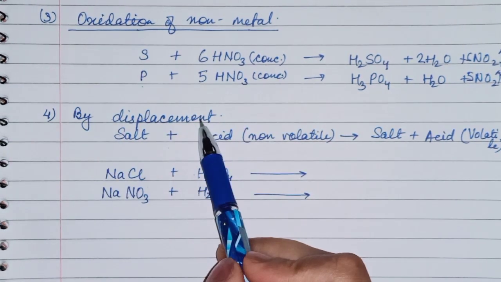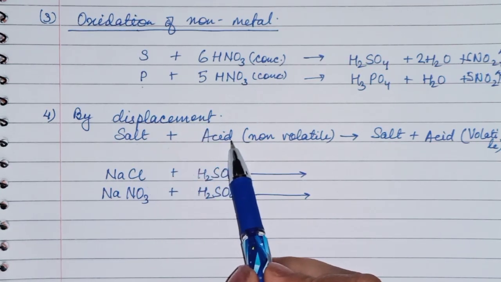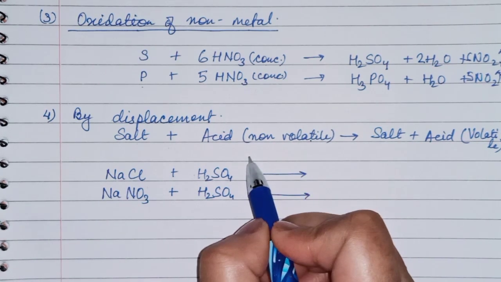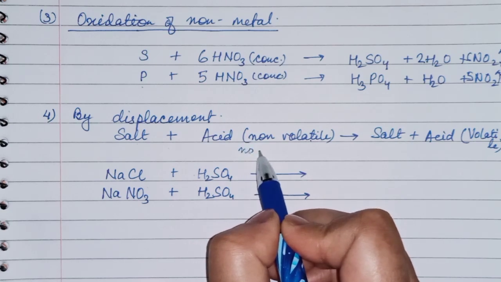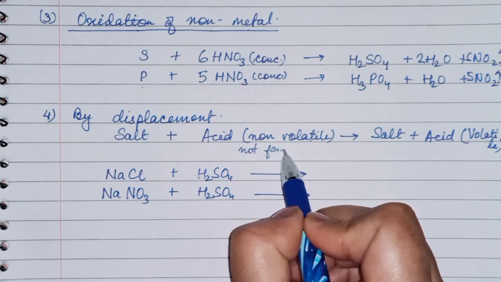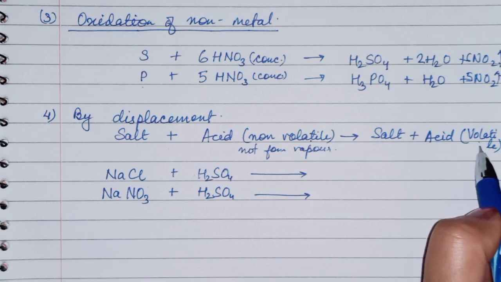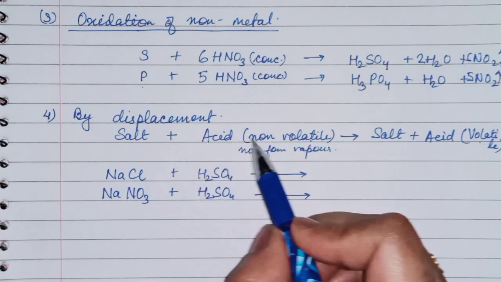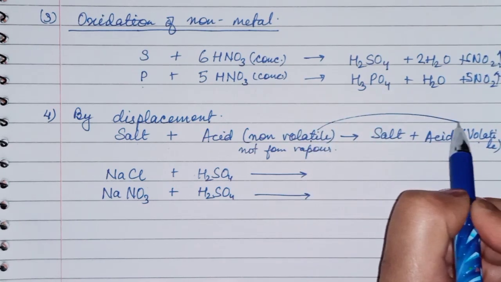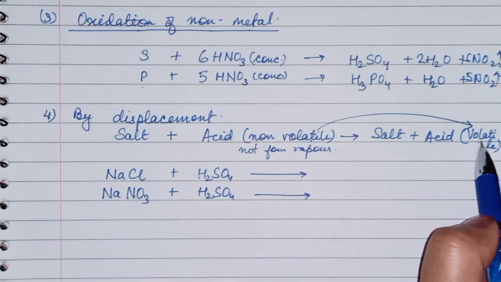Next is by displacement. Salt is displaced by an acid. The acid is a non-volatile acid. Non-volatile acid means it will not form vapor when kept at room temperature. It will not get evaporated. And volatile acid means it will form vapors. So you are preparing volatile acid from non-volatile acid.